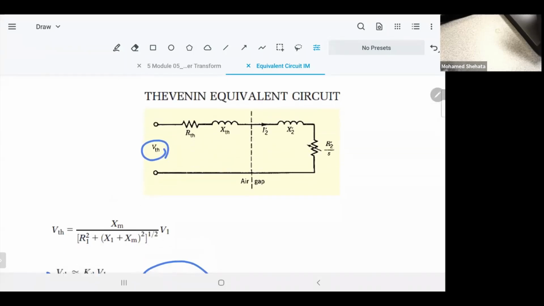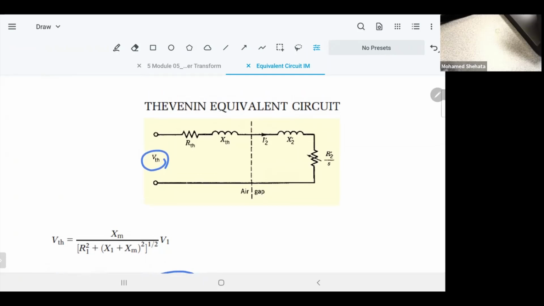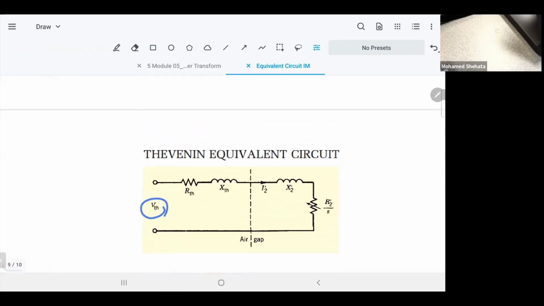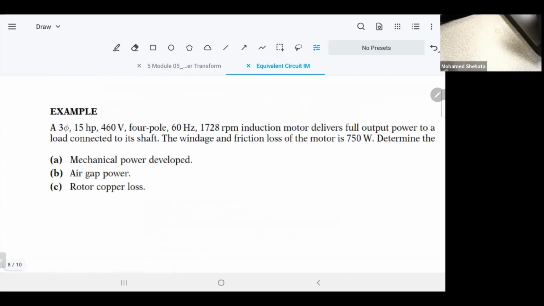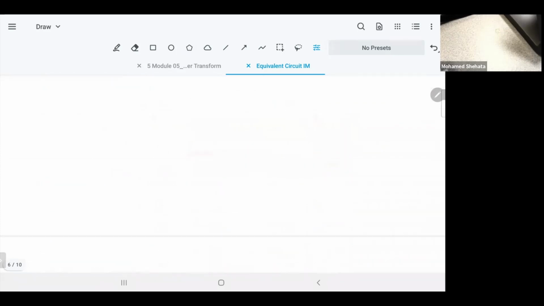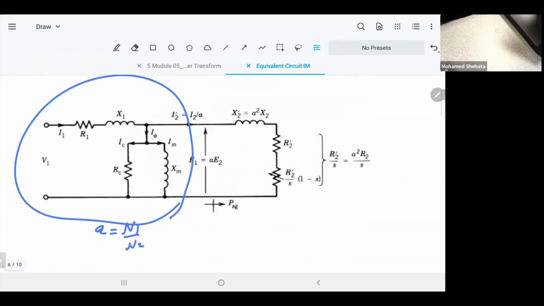Before I take an example of how to use this equivalent circuit, you will appreciate it when you deal with it, because now it's really nice. It's like the transformer, so it'll be easy. Before that, I want to talk about the power a little bit.